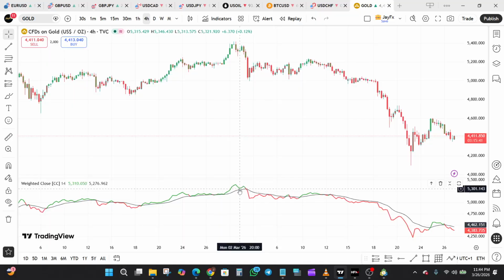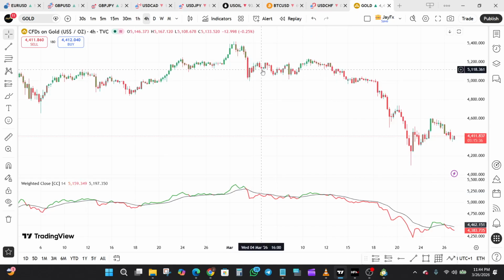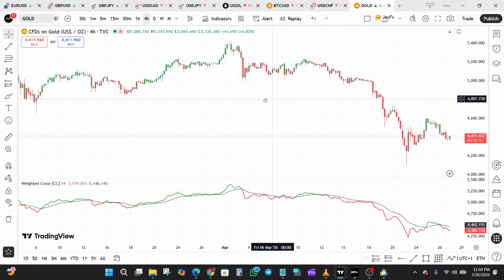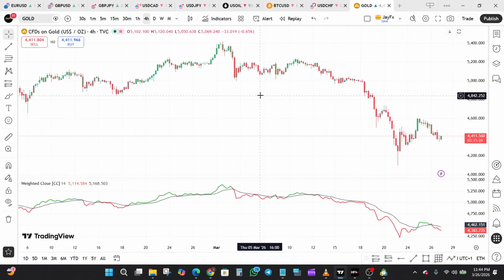So once it turns to red, you will notice that the candlestick colors will also turn to red, right? So that shows that there is bearish momentum in the market. Okay, so in that case, you want to look out for sell opportunities, right?